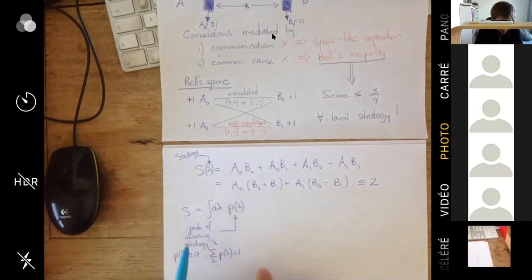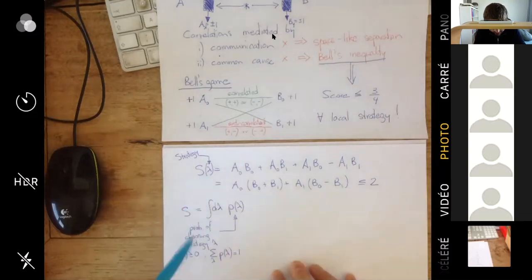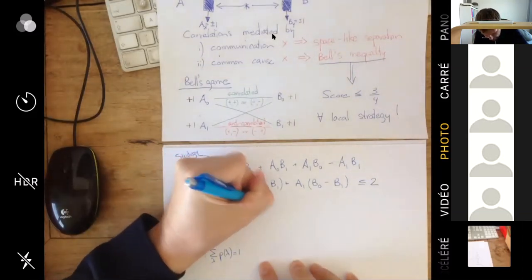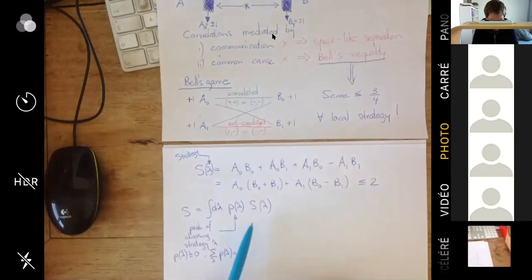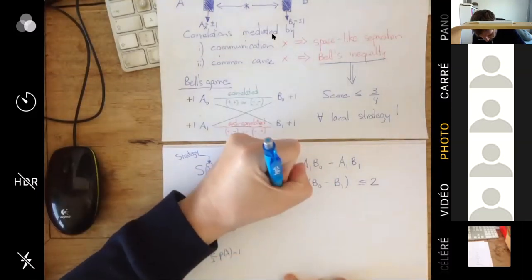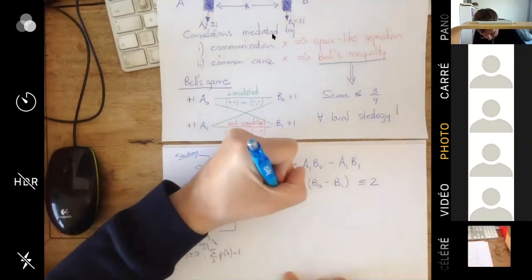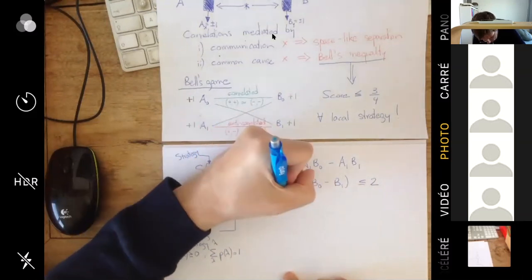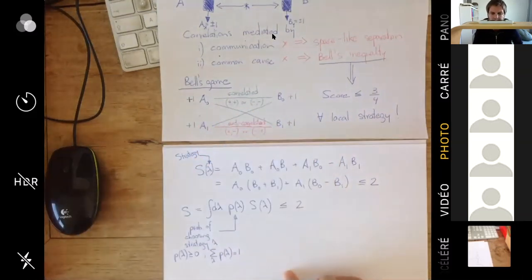Okay, and now, so how do I go to S, okay, well, I have to put here S of lambda, right? So I have to average the score here over all possible strategies. And again, I don't know what is the distribution of strategies, but what I'm going to say now is true for all distributions. And what I'm going to say is that this quantity here, okay, this is upper bounded by 2 again.